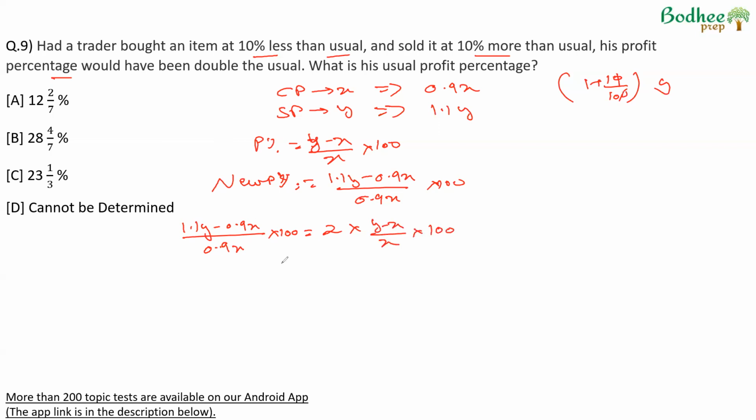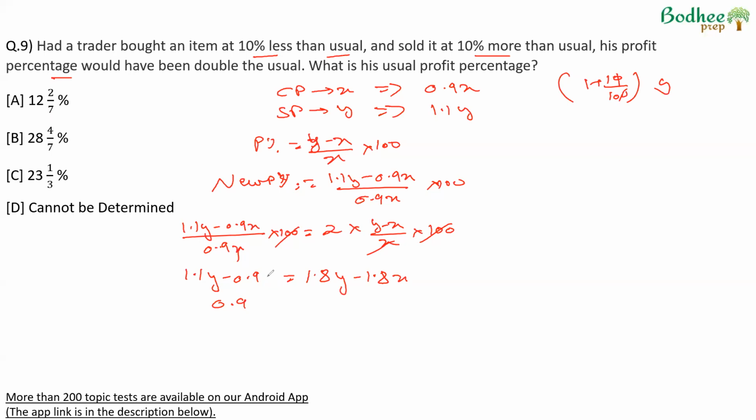We have to find the relationship between x and y. X and x gets cancelled, 100 and 100 gets cancelled. So, 1.1y minus 0.9x is equal to 0.9 into 2, 1.8y minus 1.8x. So this goes here, 0.9, this is x, not y.